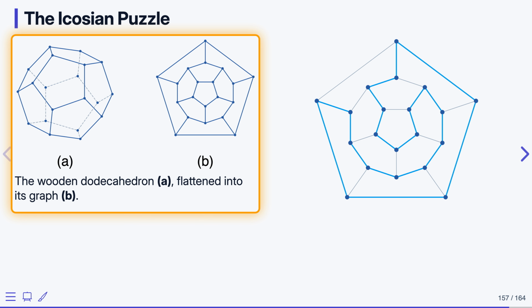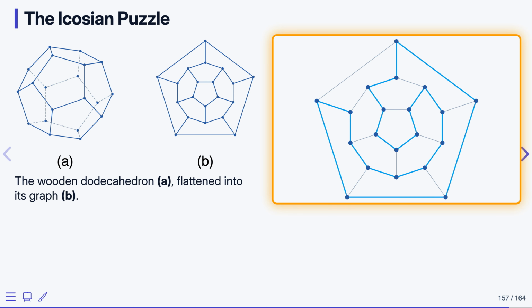This is the puzzle itself. Picture A shows the wooden solid, and picture B shows the same puzzle flattened out into a graph. The 20 corners become 20 dots, and the edges of the solid become the edges of the graph. And this is one solution. The blue line is a route that touches every vertex exactly once, and then comes back to where it began. We call such a route a Hamilton circuit.